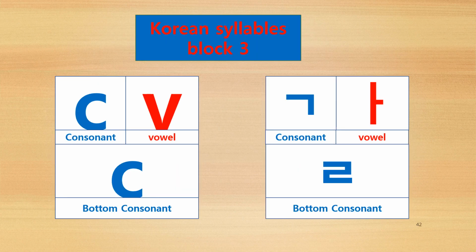So Korean syllable block 3. We already learned Korean consonant and vowel. And the bottom consonant, some people call it final consonant, but personally, I think it is always placed at the bottom, so bottom consonant sounds better. So this one, we pronounce it la, la, la sound. So we put them together and say 갈, 갈, 갈.